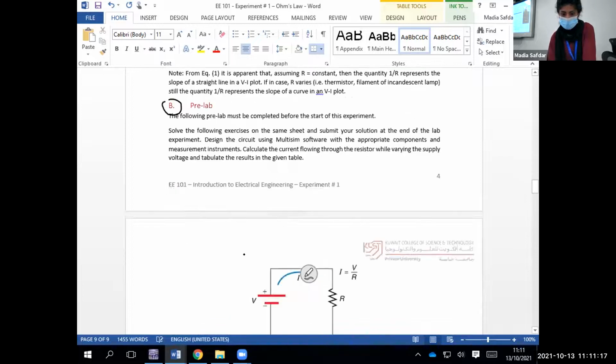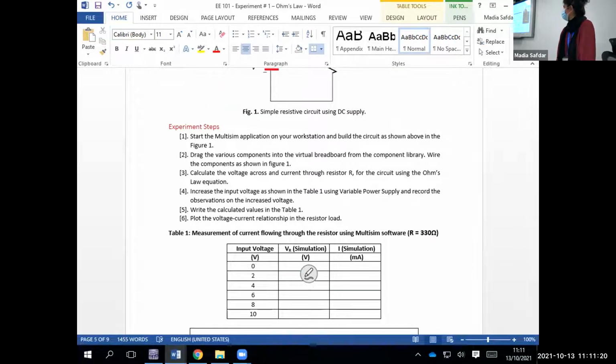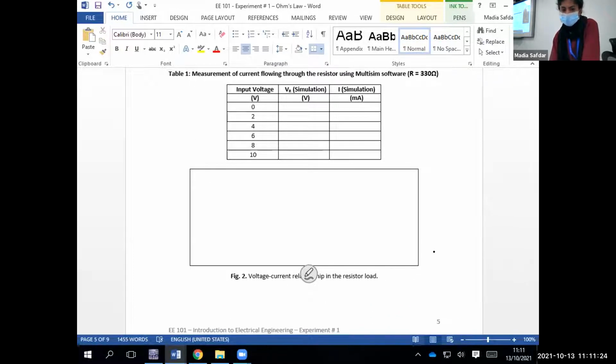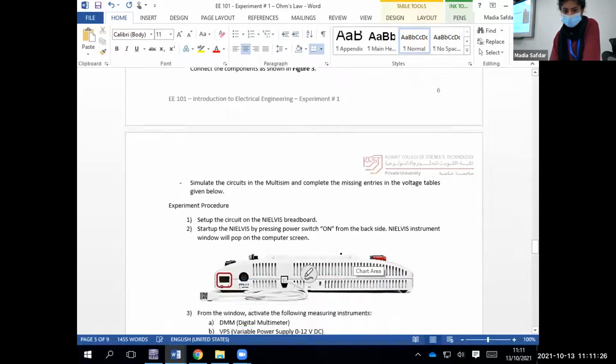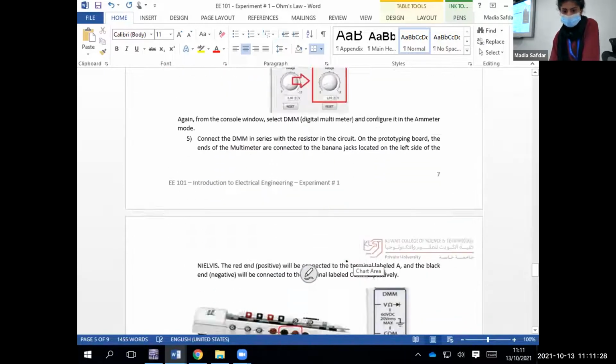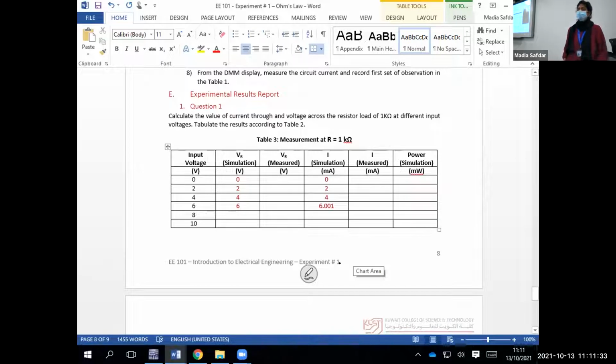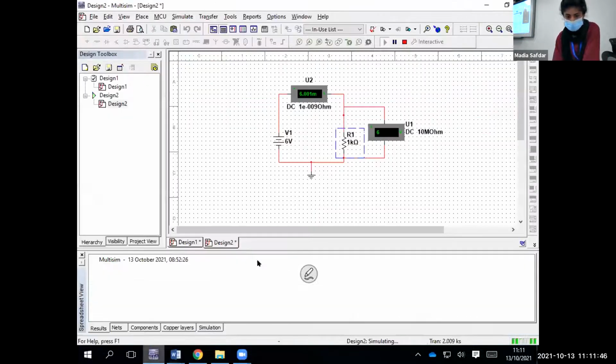So this was the pre-lab we did in the previous class. Today we are going to do the second part of experiment number 1. We will do the same simulation, one series resistor and one voltage source. Today we are using a 1 kilo ohm resistor. If you go to the Multisim, this is the same circuit.